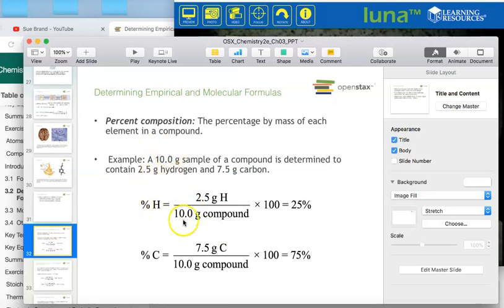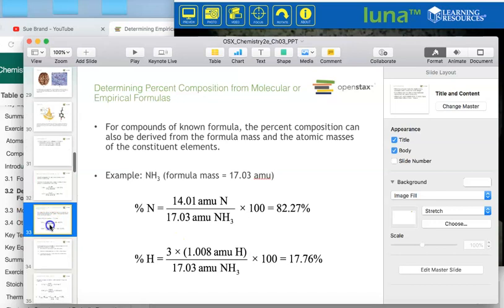So the total mass was 10 grams, and the mass of hydrogen was 2.5 grams. So the part divided by the whole compound, 2.5 divided by 10 times 100, and that's going to give you 25% for hydrogen. And then you do the same process for carbon. So mass of carbon divided by the total mass of the compound times 100%. And that's going to give you the percentage for carbon. So when you do this, you're getting the percentages for each element in the compound.